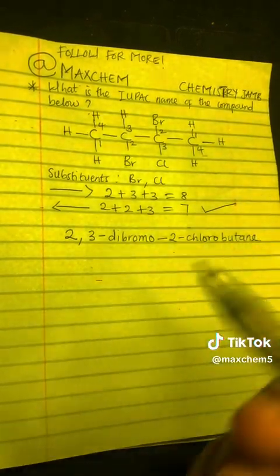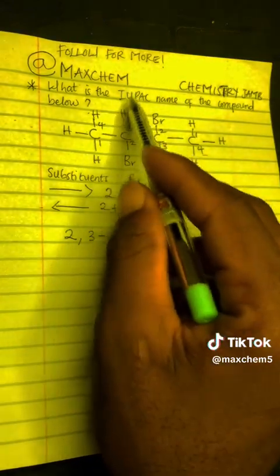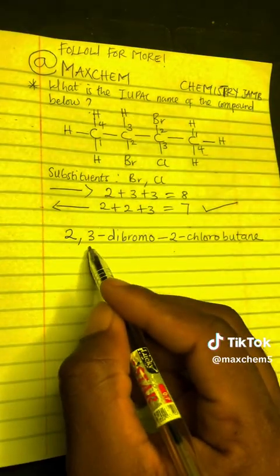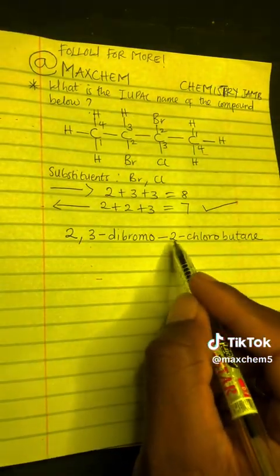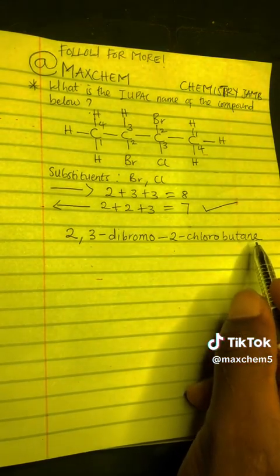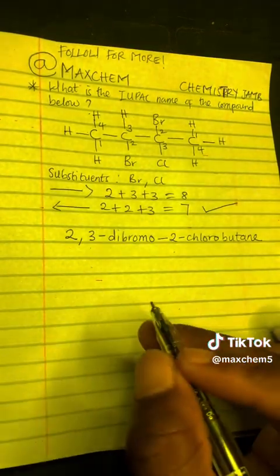So the name of this particular compound, the IUPAC name, is what? 2,3-dibromo-2-chlorobutane. I believe this is very simple to understand.